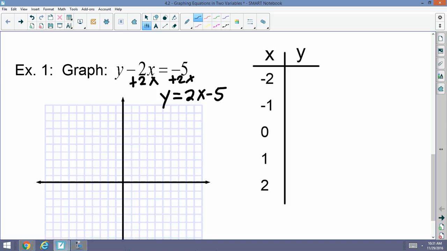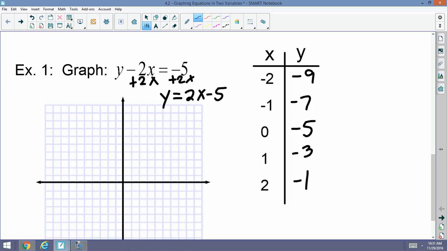So what's y when x is -2? It's going to be -9, because 2 times -2 is -4, and -4 minus 5 is -9. When x is -1, what's y? -7. When x is 0, -5. Excellent. When x is 1, -3. And when x is 2, -1.